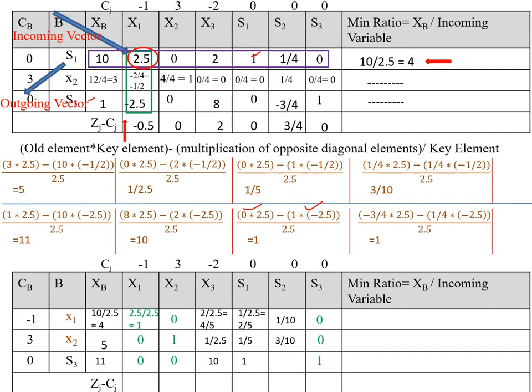Yeah, so minus 3.4 is here, the key element is here. So multiplication of these two, minus 3.4 into 2.5, and the opposite diagonal elements are 1.4 and minus 2.5. So this is minus 3.4 into 2.5 minus of 1.4 into minus of 2.5, divided by the key element value, 2.5. So the answer you will get is 1. So enter the 1. So sorry, here we will get 1 by 10.